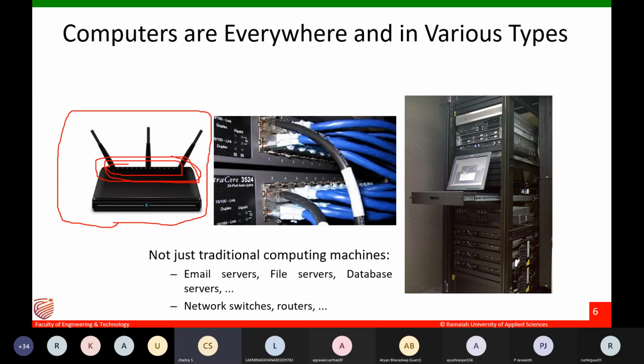Any other answer? If I ask you a question, justify whether the router is a computer or not, how do you justify it if it is yes and if it is no? Can you think of it and answer me tomorrow?